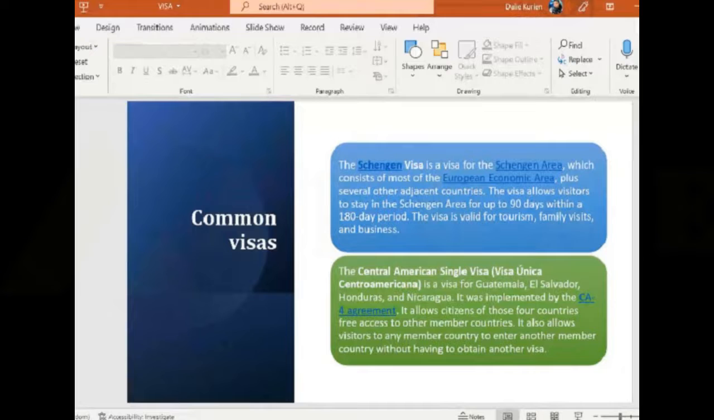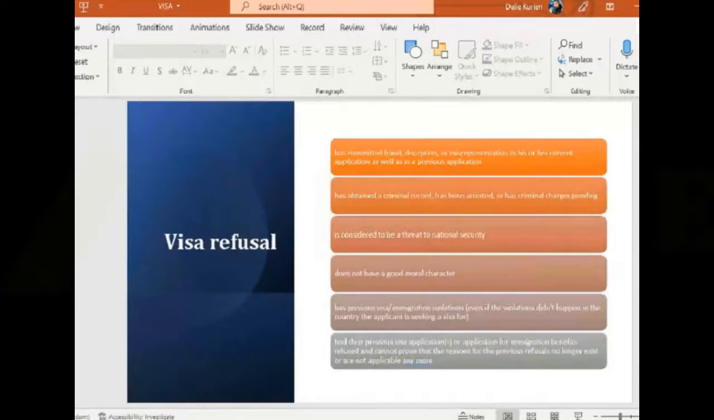It also allows visitors to any member country to enter another member country without having to obtain another visa. So whoever is coming into this particular country, they don't require a visa. They don't need to tell that they are coming as a student or a visitor, nothing. If they have this Central American single entry visa, in these particular places they can stay for free. Okay, that is the Central American single visa.